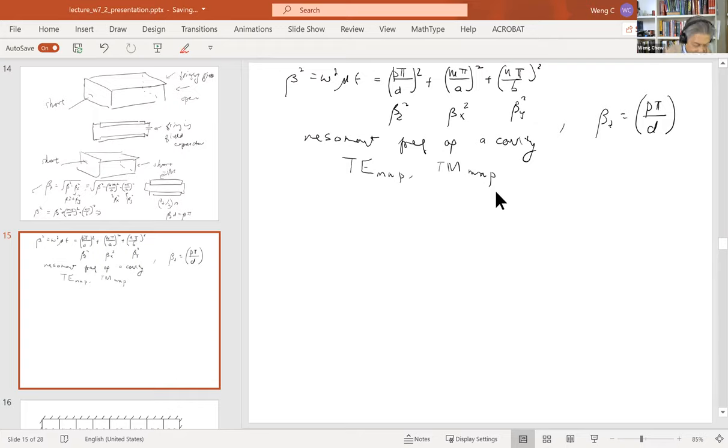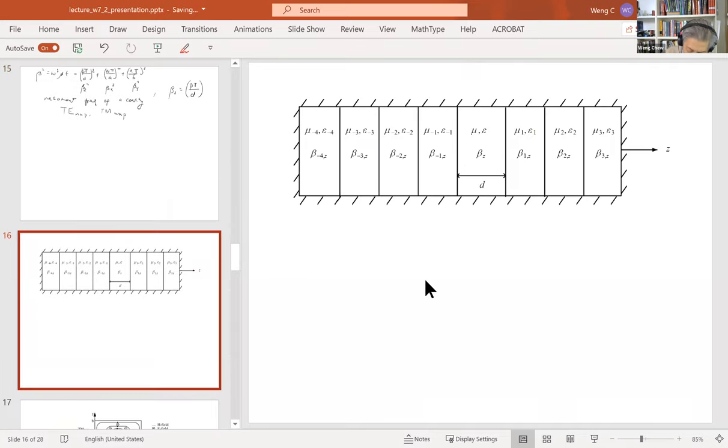Any questions? No questions. Very good. Then let's talk about how we should find the resonant frequency of such a complicated structure.